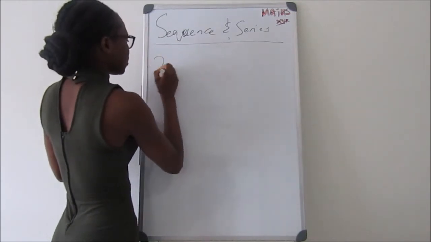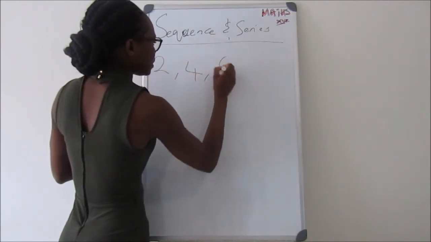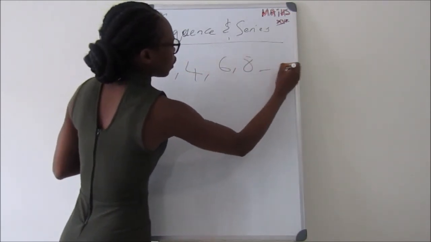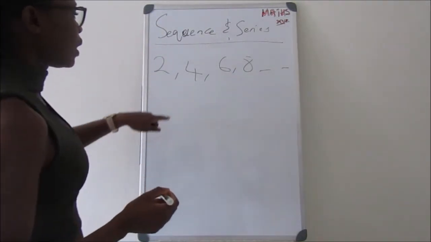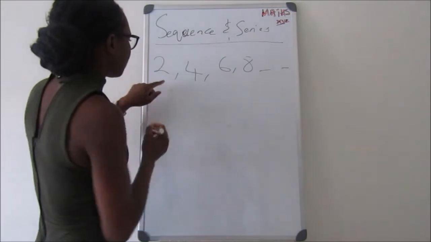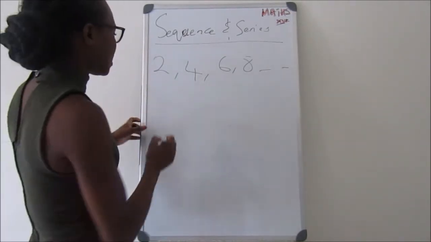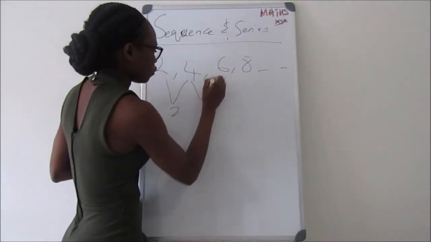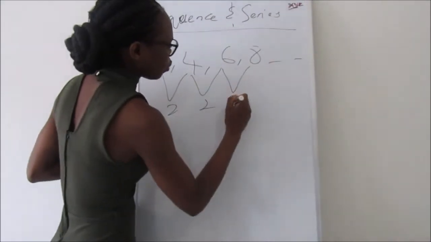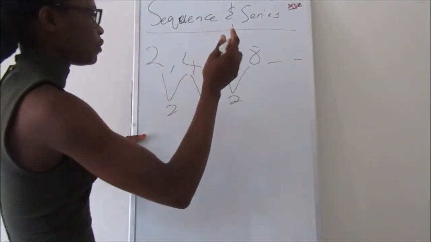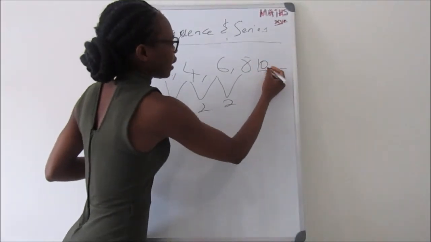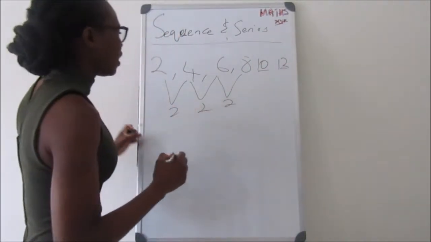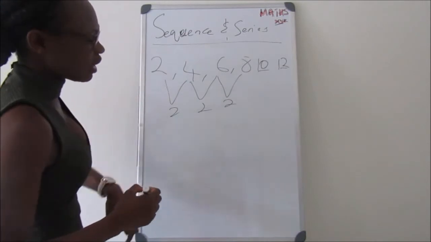So let's look at numbers like 2, 4, 6, 8. If the question says you must fill in the next two numbers, we know that these are even numbers, and the difference between these numbers must be 2. So what you do is add 2 to the last number to get the next one. Adding 2 to 8 gives us 10, and adding 2 to that gives us 12. These are also called even numbers.